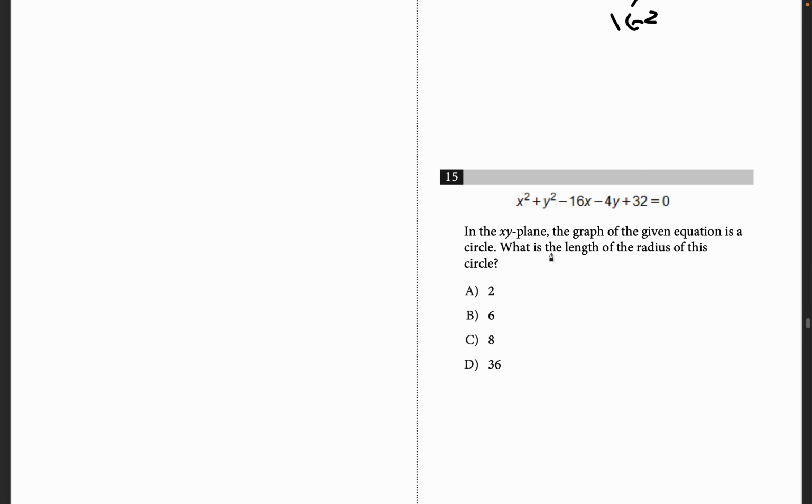Next one. Okay, this is the circle formula. You have to know this, okay? So x squared, we rearrange these, minus 16x. And then we need a constant here to fill in. Let's move this on the other side. So this will be negative.